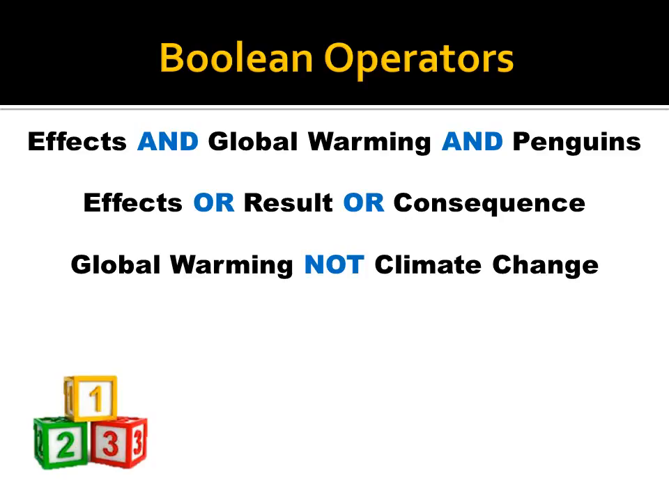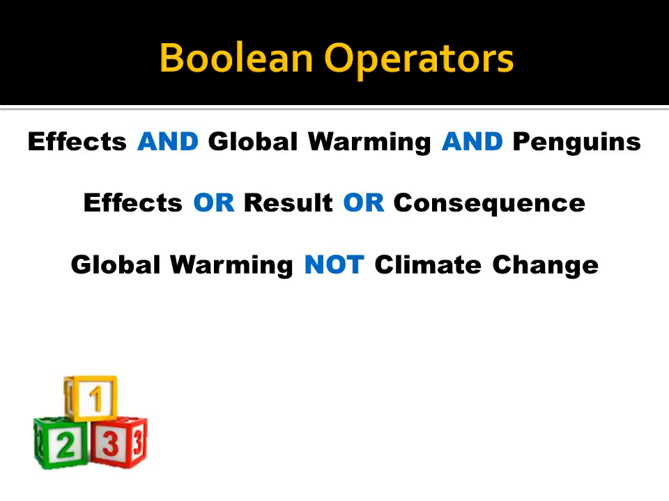Let's take a look at the Boolean operators with our search terms that we took from our research question. The first line, effects and global warming and penguins, would require the database to return articles that contained all three of those search terms. That means the database would return fewer articles.